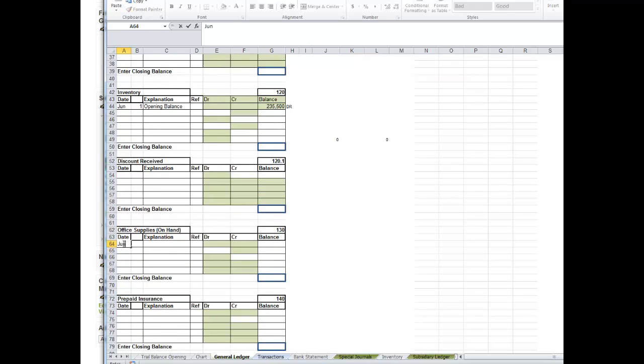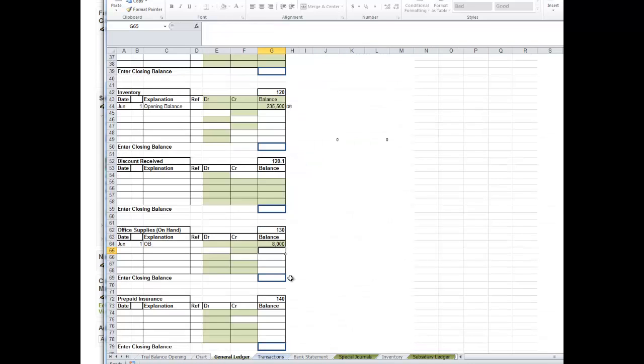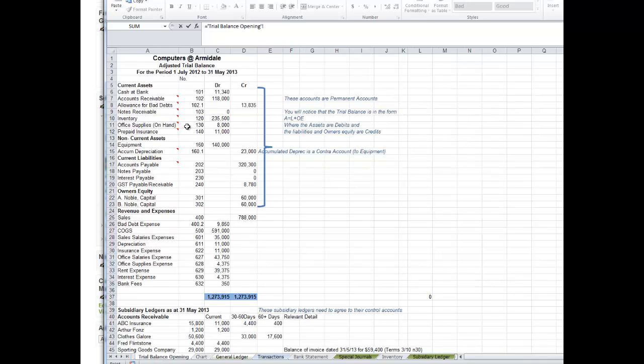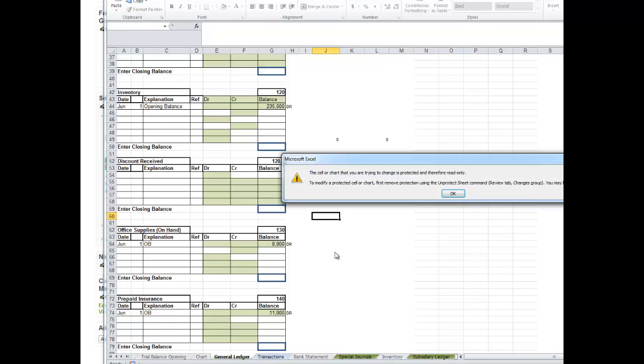So June 1, opening, let's just go OB. Save a bit of time, balance, office supplies, balance 8,000. And we'll put in prepaid insurance, June 1, OB, and the opening balance is 11,000. And again, it will be a debit because the normal balance of an asset is a debit. Office supplies, the normal balance of an asset is a debit.